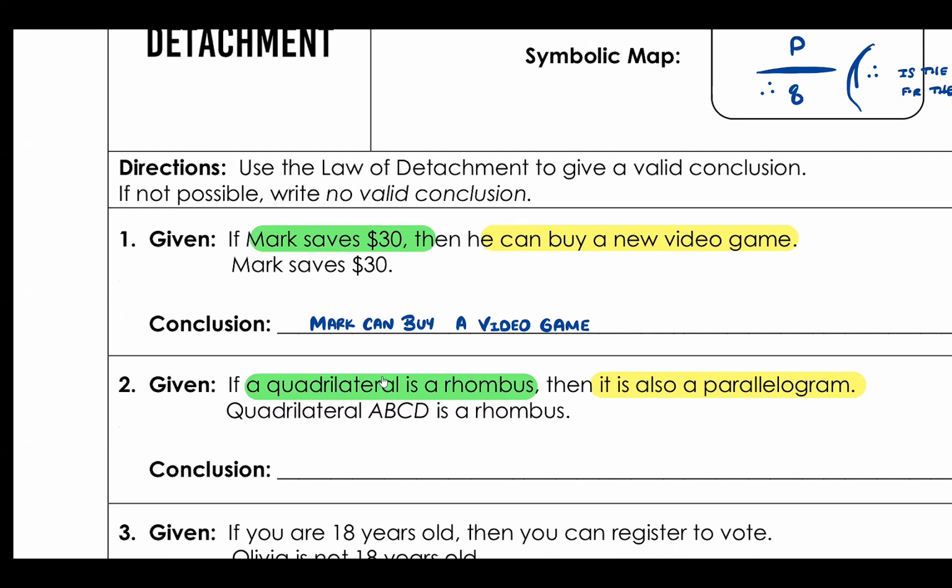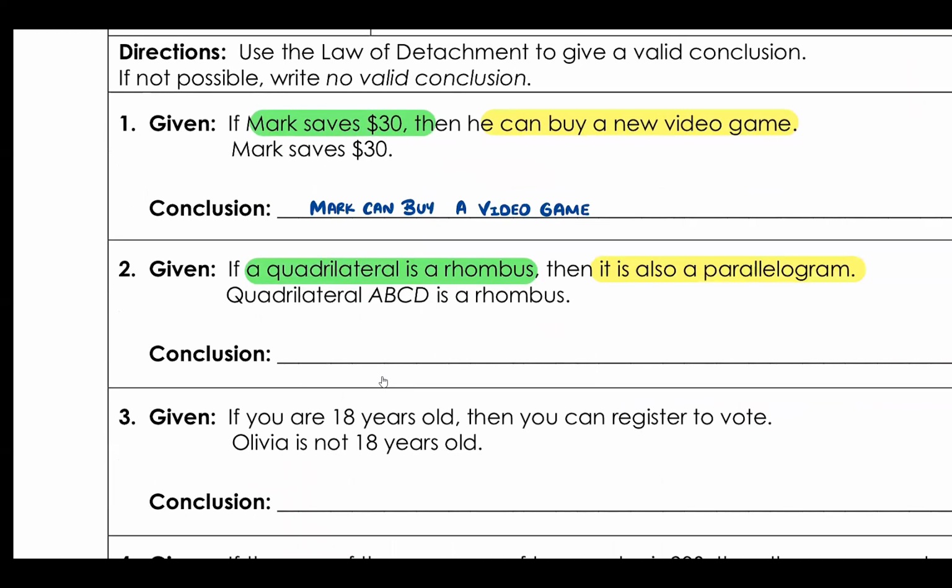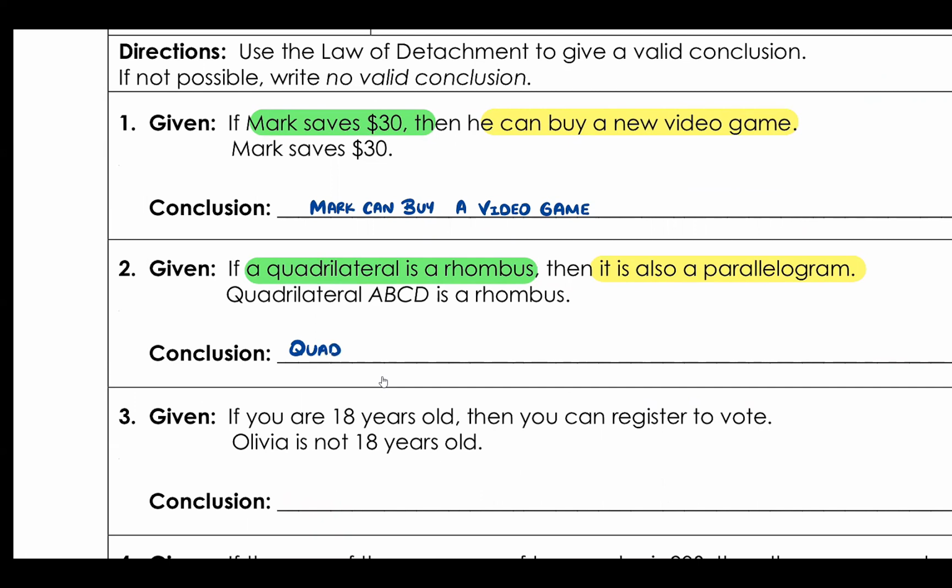They tell me quadrilateral ABCD is indeed a rhombus. So based off the law of detachment, what can we conclude? That it is a parallelogram. Yep. So because quadrilateral ABCD is a rhombus, we can conclude that it is a parallelogram.